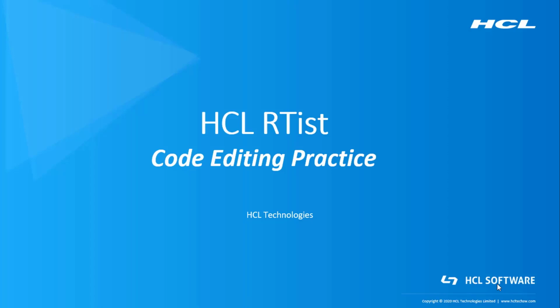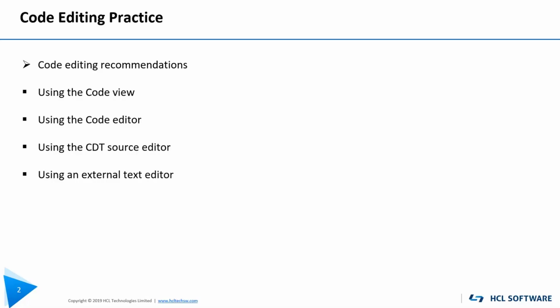Today our topic of discussion is code editing practice. The best way by which we can edit code in our model is in the code snippets for the different model elements. Starting with code editing, Artist contains code snippets in many places where actions and expressions can be specified. Editing can be done in editors like Code View, Code Editor, CDT Source Editor and the external text editor. The simplest of all these is the Code View.